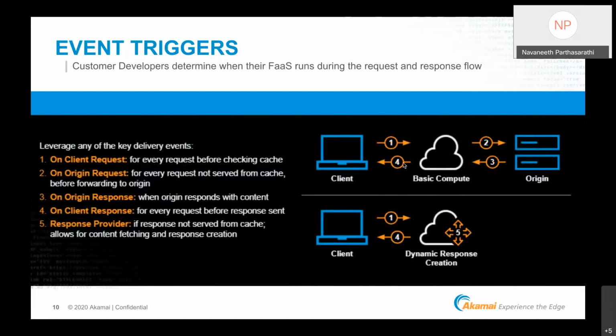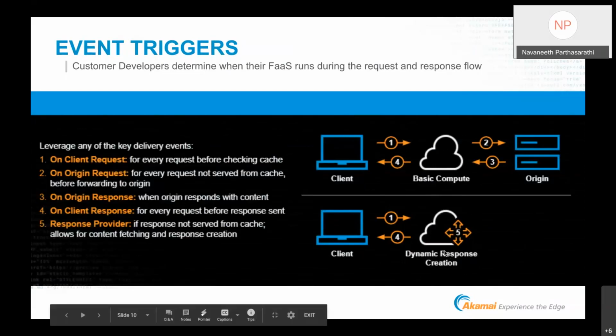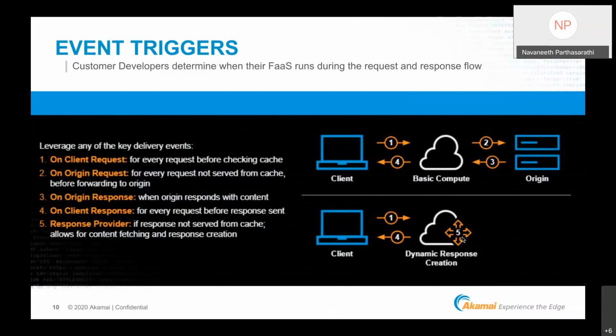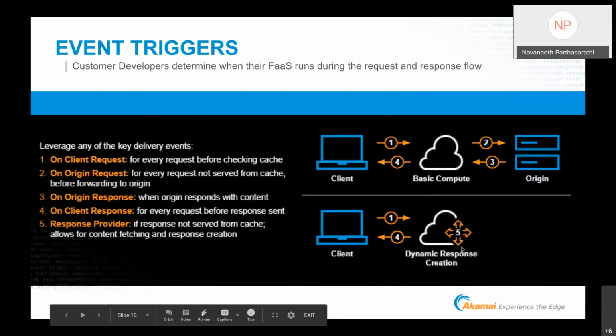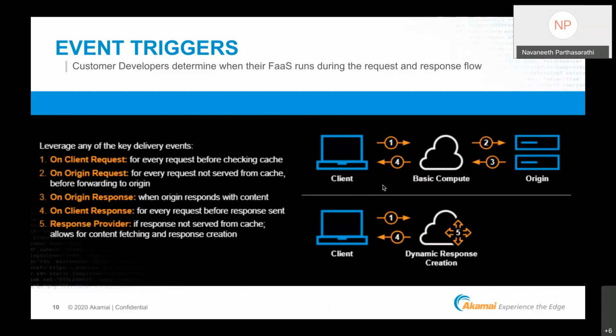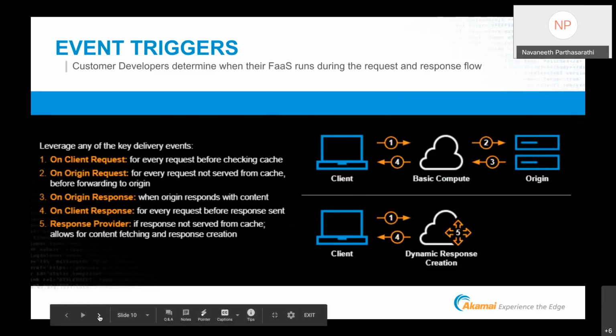Apart from this, there are cases where the response is not served from the cache, which is the 5th option. That is where we can have a dynamic response creation, which can allow us to fetch some content from third party or other sources, which can also be another way of doing an execution. Typically we can define where the particular execution has to happen.